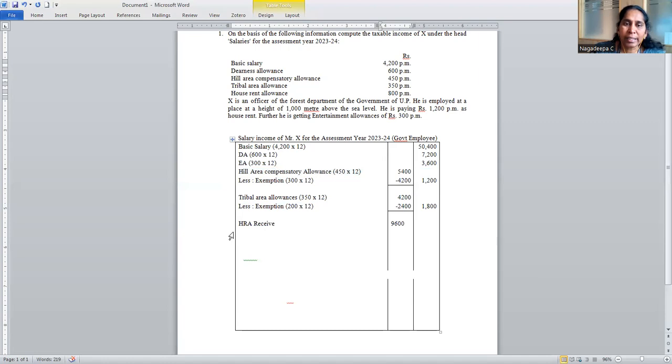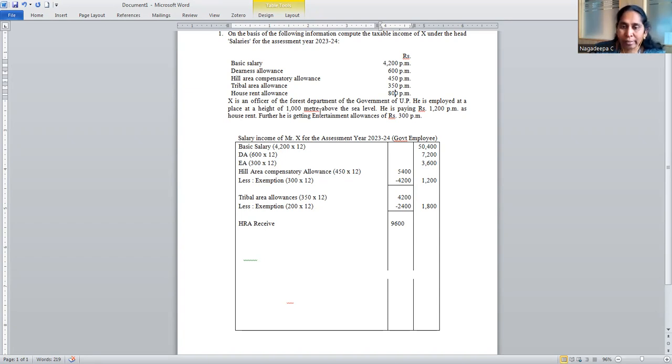So this person has not mentioned which place. It is given, I think he is employed at a place which is at a height of 1,000 meters. So that means he is not staying in the metro cities, that is Delhi, Mumbai, Kolkata and Chennai. So other than that, places will be considered as 40% of salary.